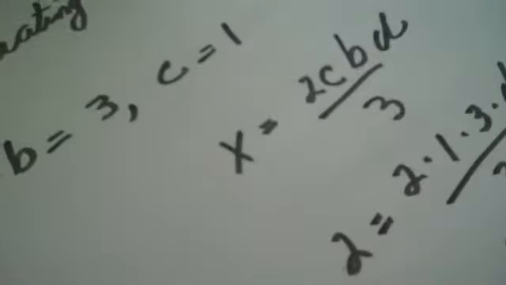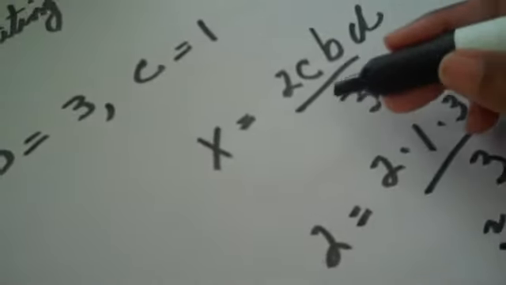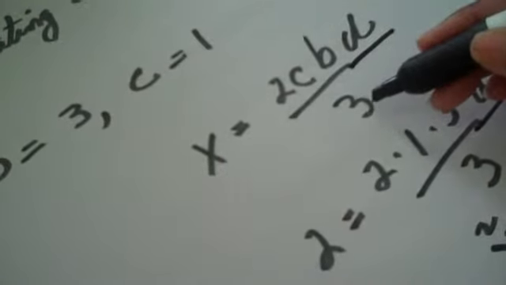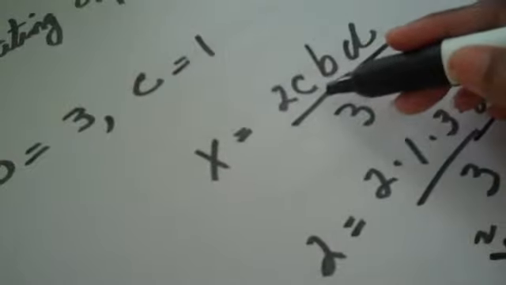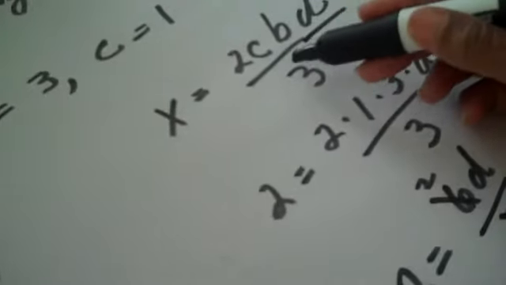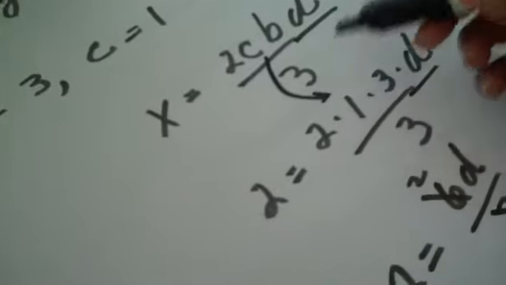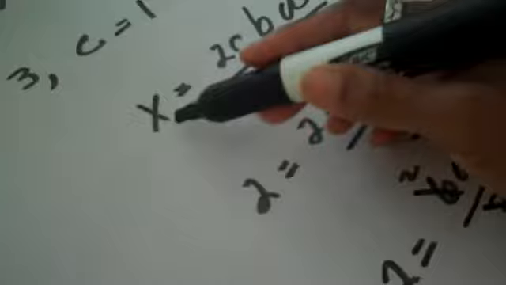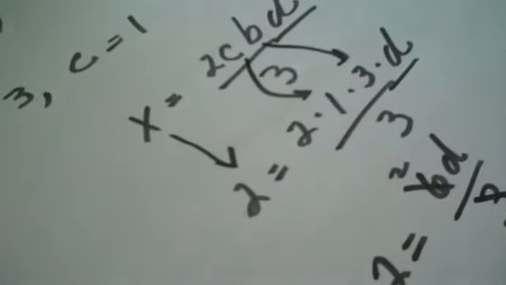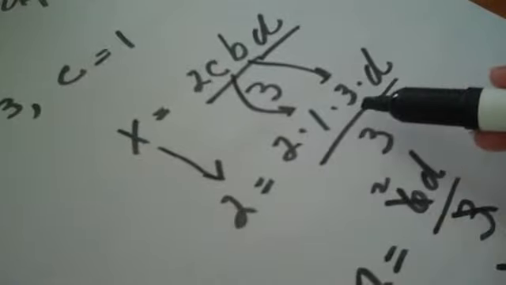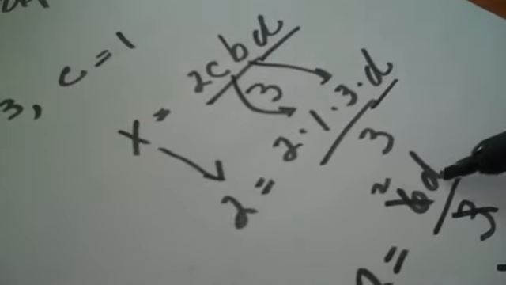So our original problem is x equals 2cbd over 3. 2 times c times b times d. So we plug in our values. C is 1. B is 3. And d we don't know. And we know that x is 2. So then if we multiply 2 times 1 times 3 times d, we'll get 6d.